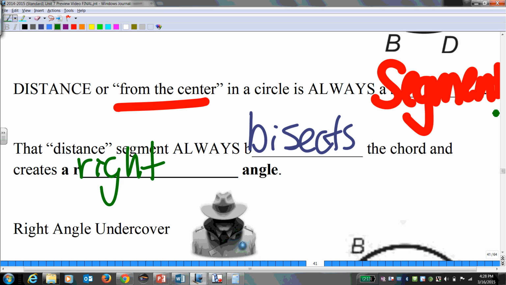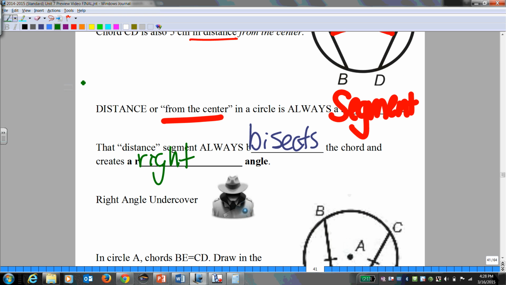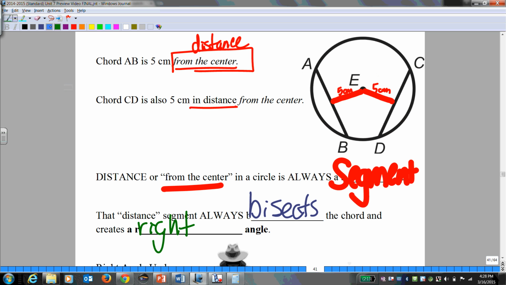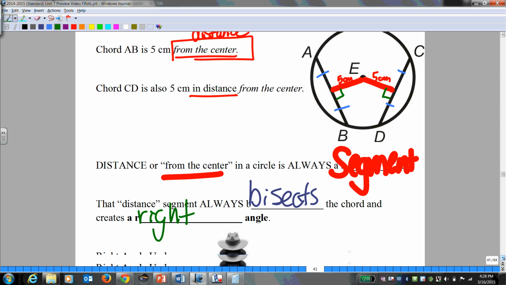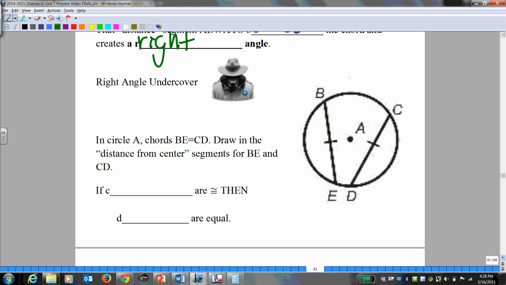So in your diagram here, your distance from the center always bisects the chord, and it also creates a right angle. So there is another right angle you should watch out for. And the key word to find that right angle is the word distance, or from the center.